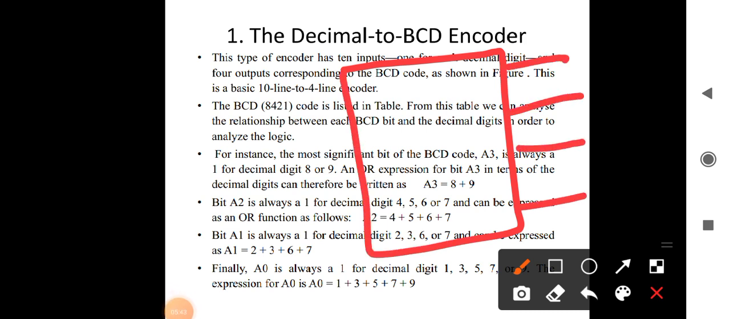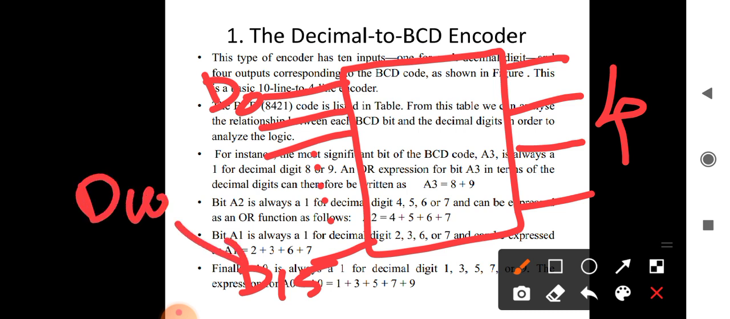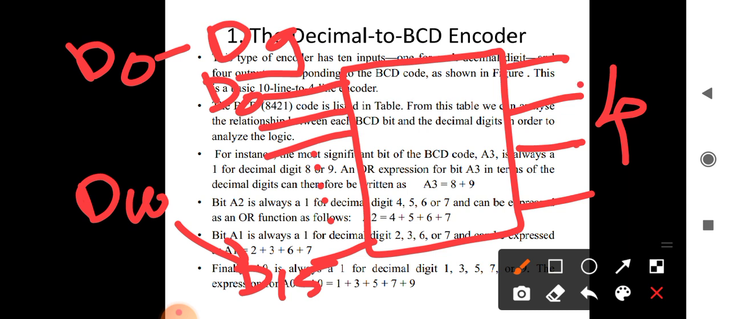for 4 outputs, 2 raised to 4, that is 16 inputs, are necessary. Fine, 16. Up to this we need D0 to D15. What does it do? It will consider D10 to D15 as don't care inputs, and it will care only for D0 to D9. Only when D0 to D9 are active high will it show the BCD code.